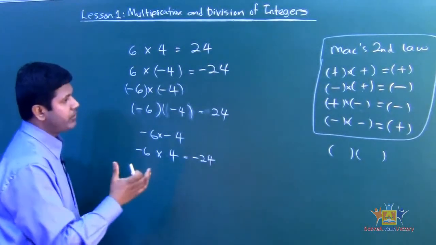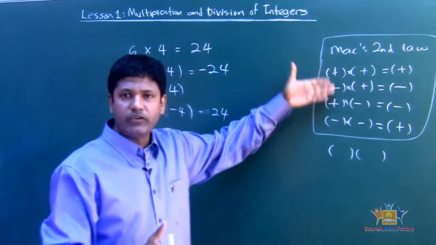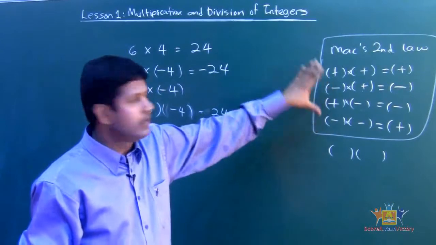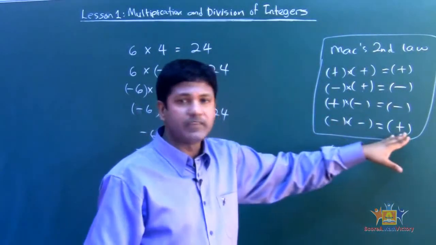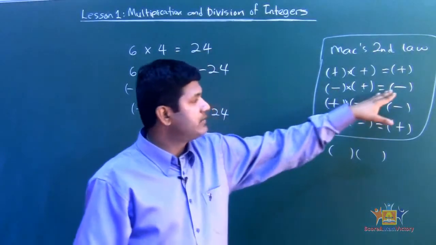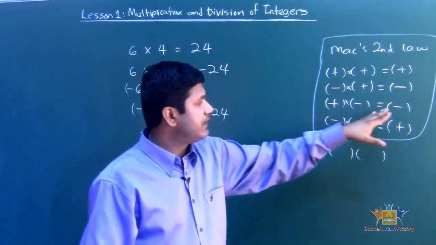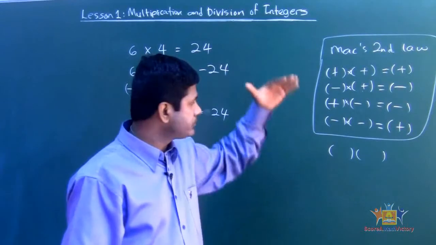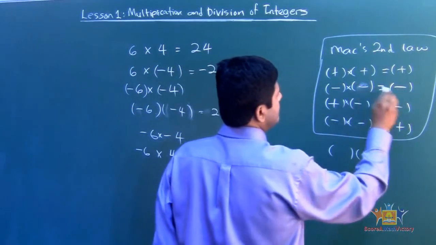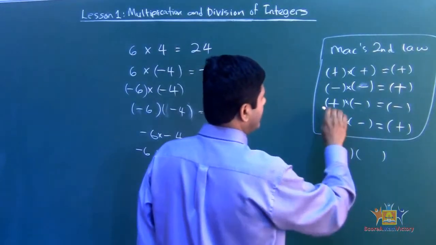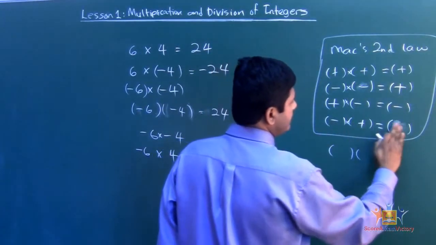So very straightforward, okay? Max's second law is very powerful. I want you to memorize this. Positive times positive is positive. Negative times negative is positive. Negative times positive is negative. Positive times negative is negative. Okay, so let's keep it in that sequence. Let's put negative right here, so this one becomes positive, and then we put positive here, so this one becomes negative. That way we'll keep it.